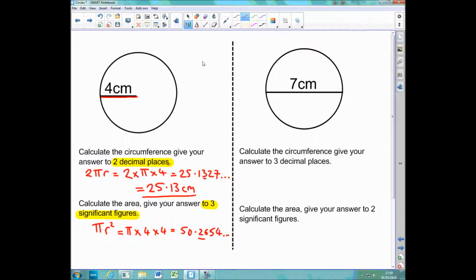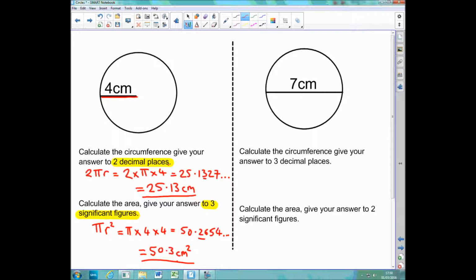So we're just going to have to check, is that 2 going to round up to a 3 or stay as a 2? Now, that 6 next to it is bigger than 5, so it's going to make that 2 go up to a 3. So we get 50.3. And because it's area this time, it's not going to be centimeters, it'll be centimeters squared.